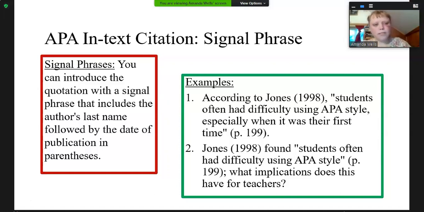So for signal phrases, I put this in here because I'm going to use that term and I wanted to explain it. A signal phrase is where you are putting in the name of the author in your sentence. So like over here, according to Jones. If you put the author's last name in your sentence, you're going to want to cite it slightly differently. In this case, you follow the name with the date. And then at the end of your quote, you put your page number.